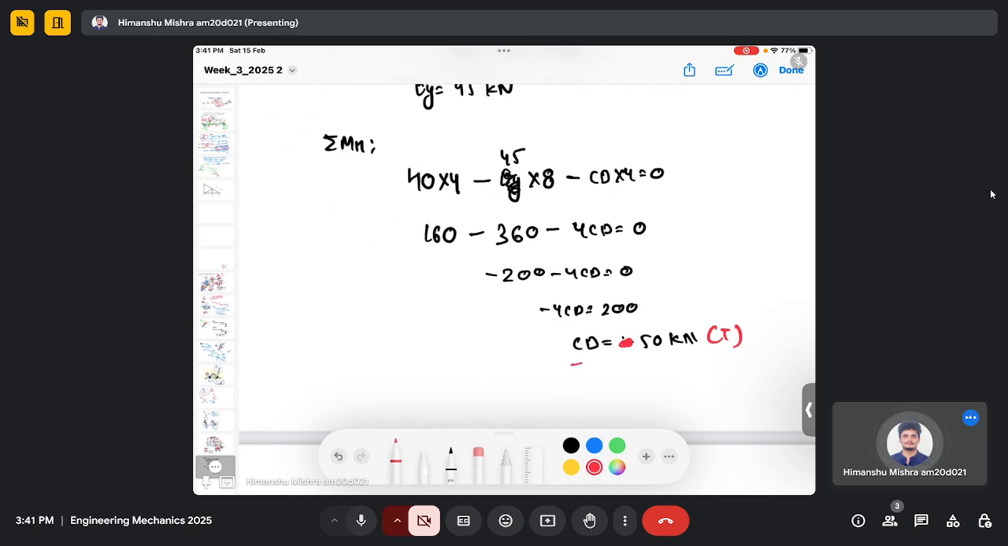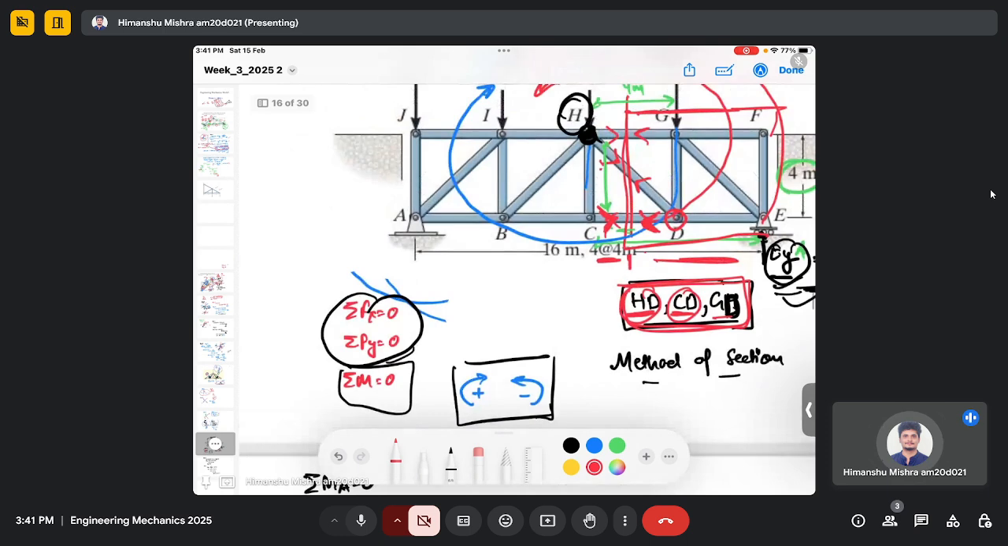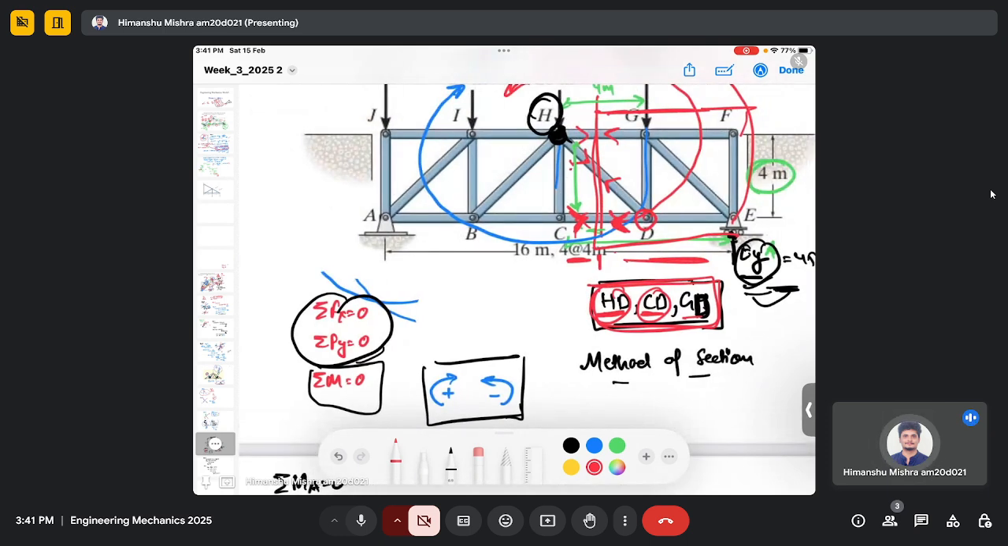Then we can think, now we have to find the force in HD. We already found the force in CD. Now only HD and GD remain.